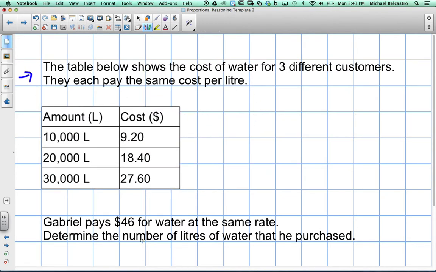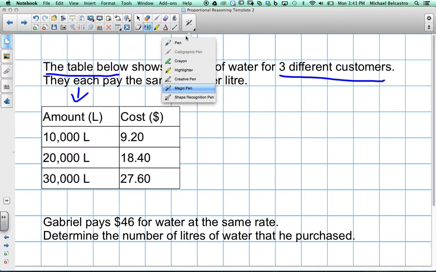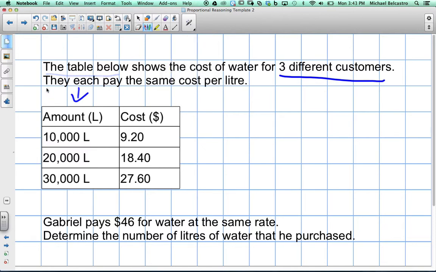So let's go to our question here. We'll read the question once over, then we'll highlight important information and come up with a method to solve, in this case using table of values. So the table below shows the cost of water for 3 different customers. They pay the same cost per liter. And here's our question. Gabriel pays $46 for water at the same rate. Determine the number of liters of water that he purchased.